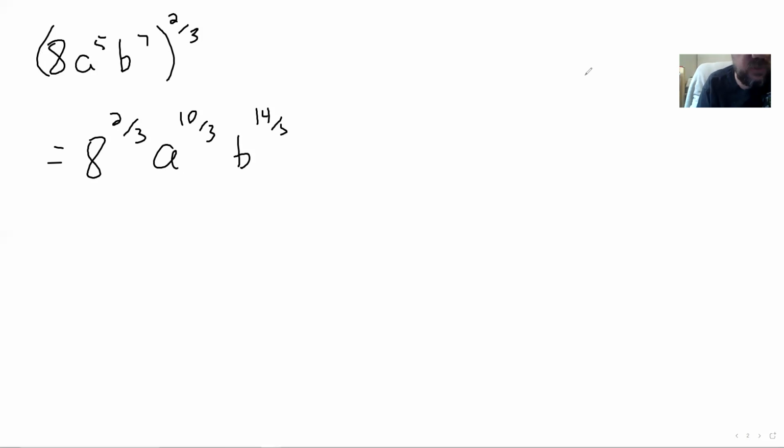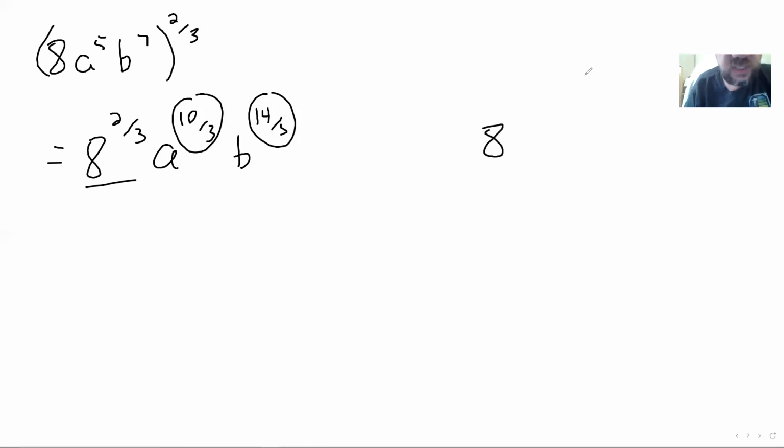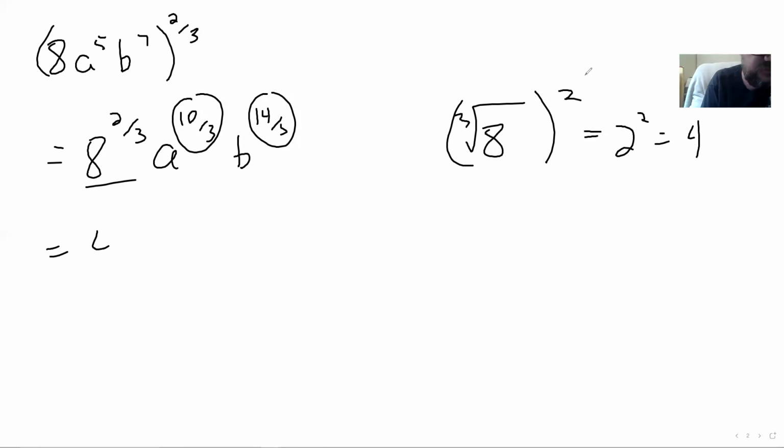And it is totally fine with me if you want to leave these like that. Although I will show you something cool that you can do to put them back in radical form really easily in just a second. But I want to simplify this number, and then I'm just going to leave the a as a to the 10/3 and the b as b to the 14/3. So 8 to the 2/3, that's the same thing as the third root of 8 to the second power. Well, the third root of 8 is 2, so this is 2 to the second, which is 4. So I want to write this whole thing as 4a to the 10/3 b to the 14/3. And go ahead and stop there.